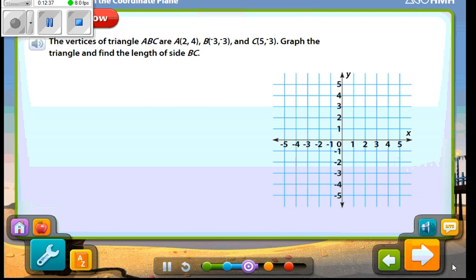Let's graph a triangle and find the length of one side. The vertices of triangle ABC are A (2, 4), B (-3, -3), and C (5, -3). Graph the triangle and find the length of side BC.